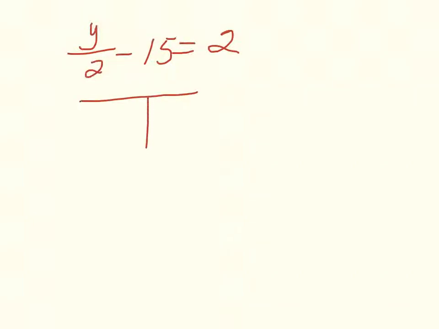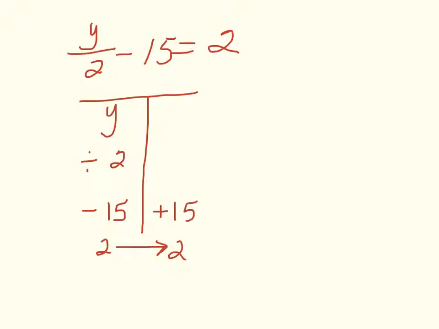I want to do another one with a fraction. So let's do y over 2 minus 15 equals 2. Alright, our undo table, we're starting with y. It's being divided by 2. Then we're subtracting 15. The answer should equal 2 when we get all that done, so that's the number we'll start with. We have to put in our opposites, and then we just plug through. 2 plus 15 will give us 17, and then 17 times 2 will give us 34. So y will be 34.